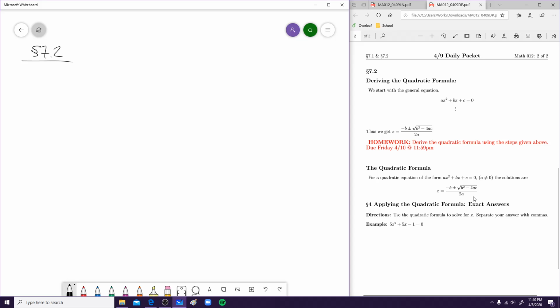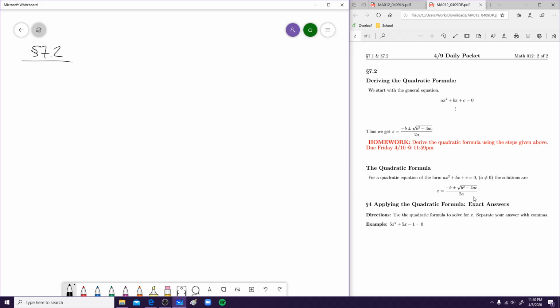Alrighty guys, now on to section 7.2, which focuses on using the quadratic formula. But the thing about the quadratic formula is that we can't use it until we derive it. So we will start with deriving the quadratic formula.